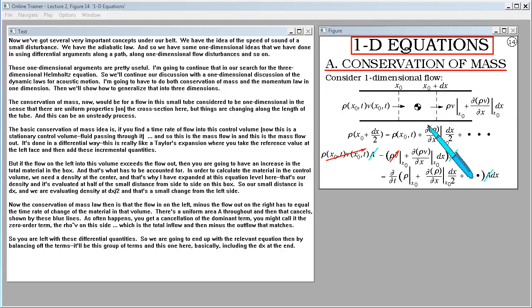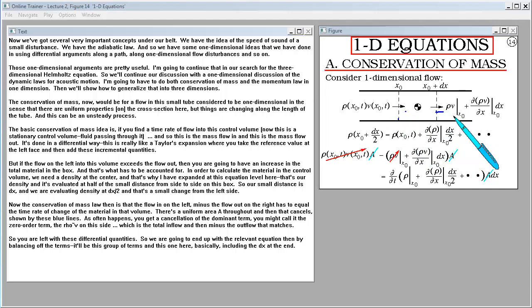The conservation of mass now would be for a flow in this small tube, considered to be one-dimensional in the sense that there are uniform properties along the cross-section here. But things are changing along the length of the tube. And this can be an unsteady process. The basic conservation of mass idea is that you find the time rate of flow into this control volume. Now this is a stationary control volume, fluid's passing through it. And so this is a mass flow in, this is a mass flow out.